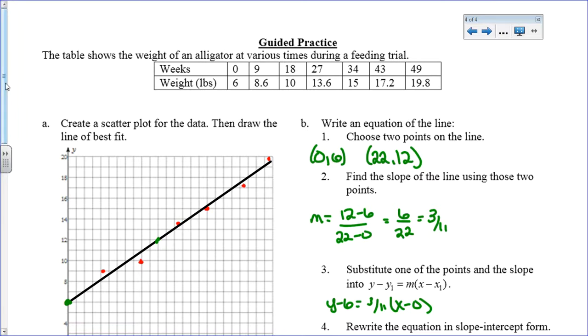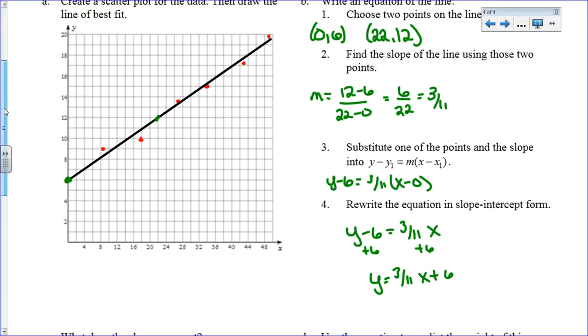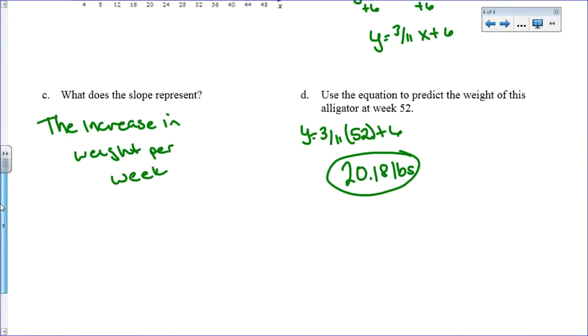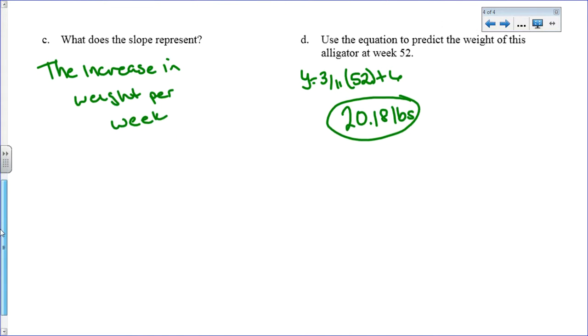Here are the answers for the guided practice problem. You have your scatter plot and the points I chose, my slope, and my equation of my line. Hit pause so that you can look all of this over. When you're ready, hit play so you can check the bottom part. Okay, for 5 and 6, slope represents the increase in weight per week, and we predicted that the alligator would be 20.18 pounds at week 15.